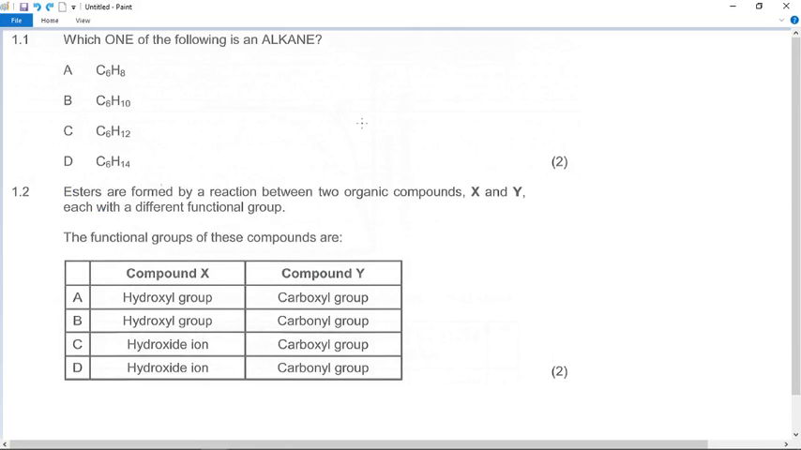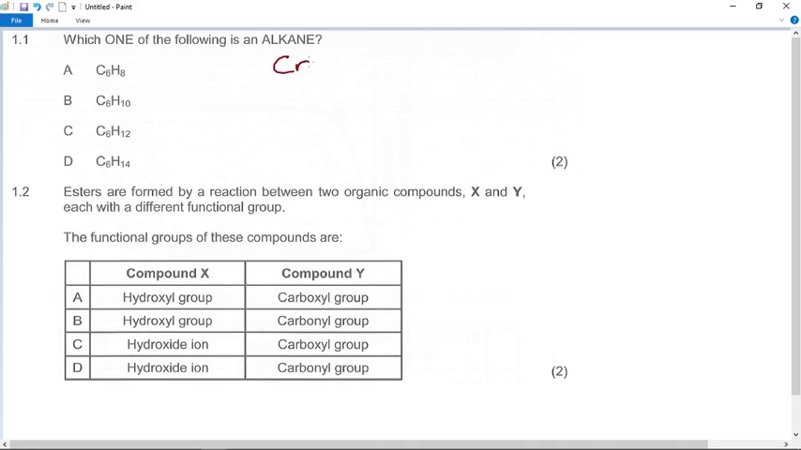Okay, here is the September trial chemistry exam for 2021, which, as you know if you endured this paper, is in fact the November 2020 alternate paper. So here's the multiple choice. Which one of the following is an alkane?